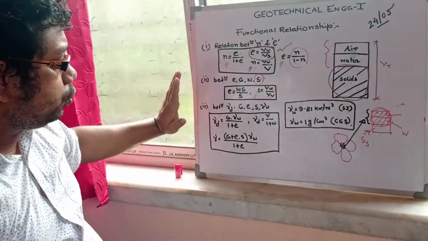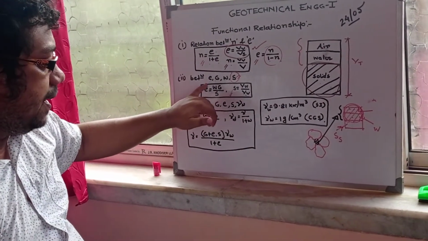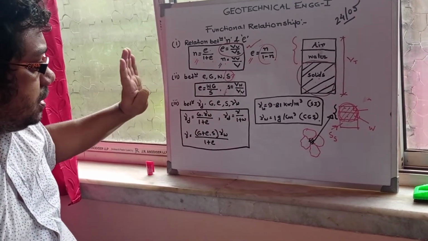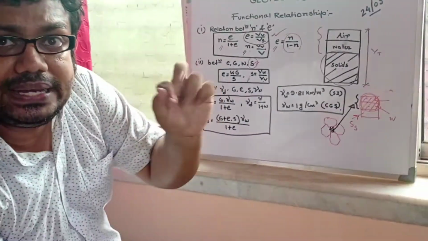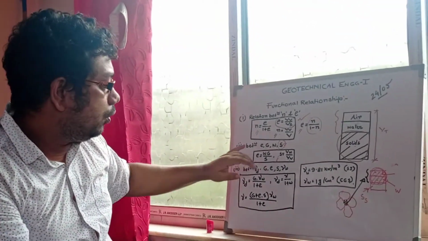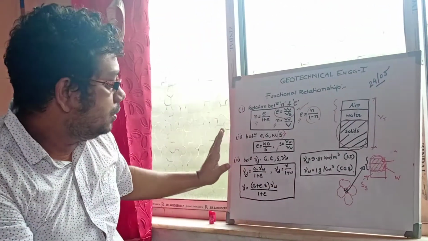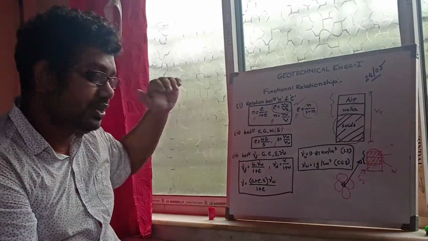So in your question paper, what will be given? There are 4 parameters: e, w, G, S. Among these 4 parameters, 3 will be given, and one you need to find out. All 3 will be given, and you just need to find out one. It is easy. Okay, I will move to the next one.